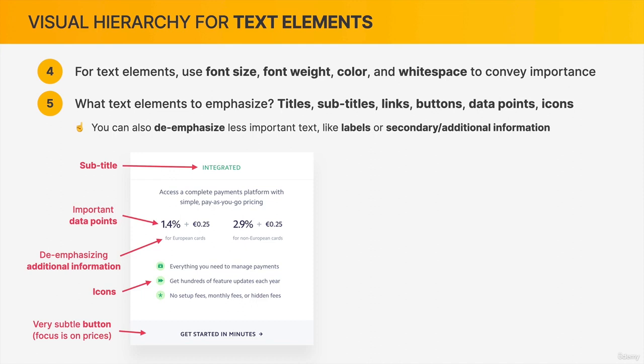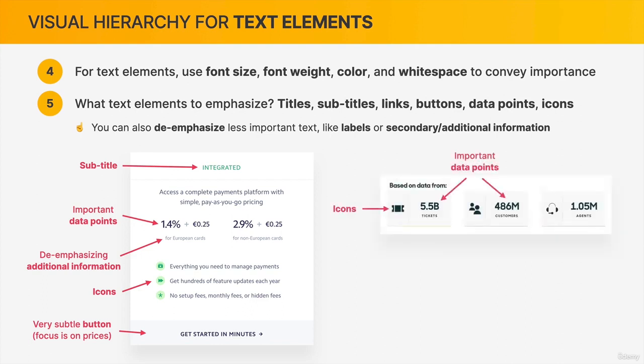And so that's why they basically took out the green background color and replaced it with this very subtle gray. Now, another one, here are some icons, some important data points, and then this label here is very nicely de-emphasized by being super small, but still with this uppercase text, which I think looks amazing actually.